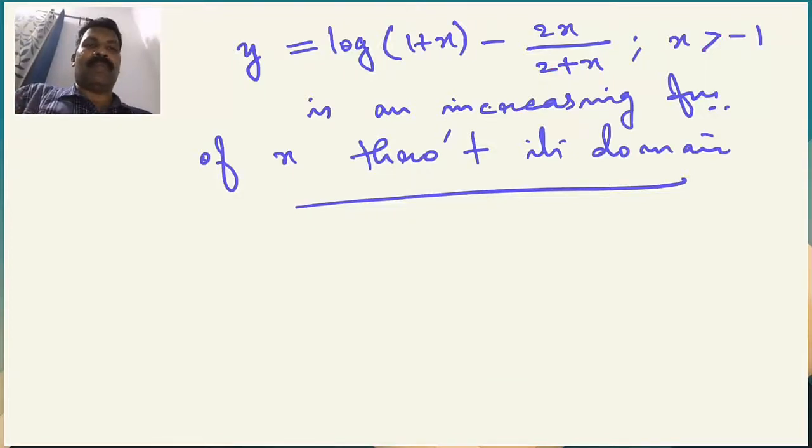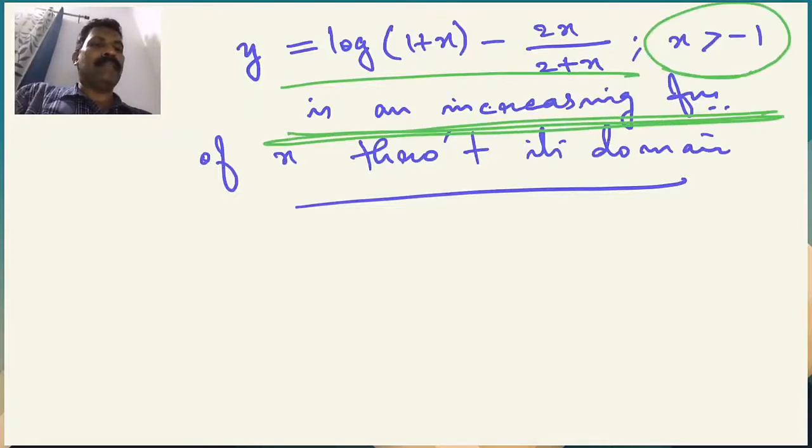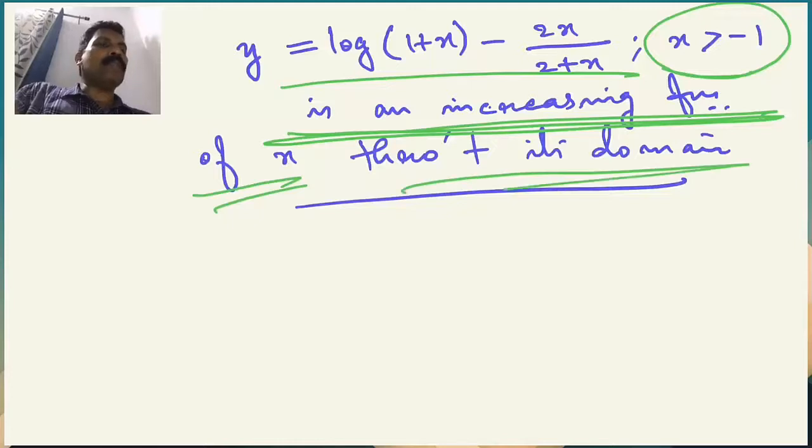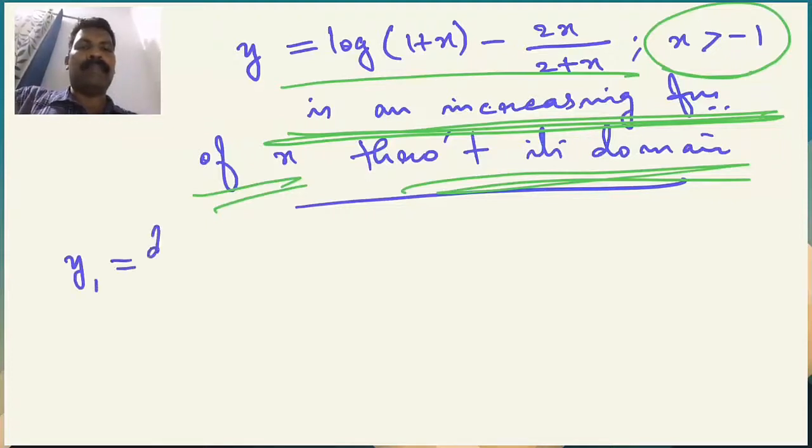Let us consider another problem. y is equal to log(1 plus x) minus 2x divided by (2 plus x), where x is greater than negative 1, is an increasing function of x throughout its domain. So how to proceed with? I told you we have to find y1, a derivative, that is dy by dx, that is equal to.